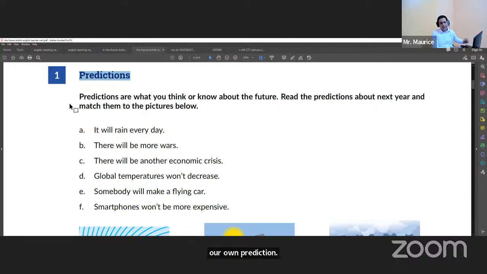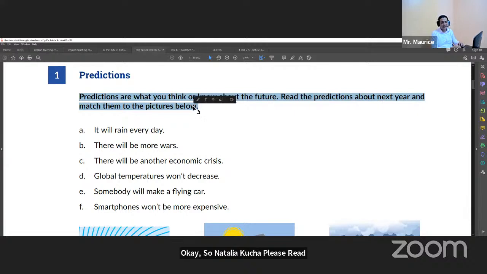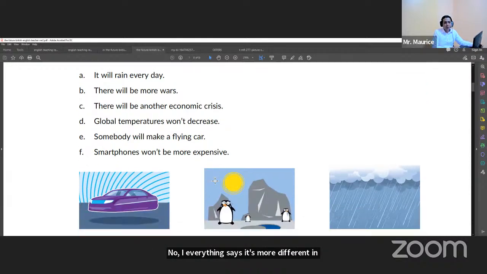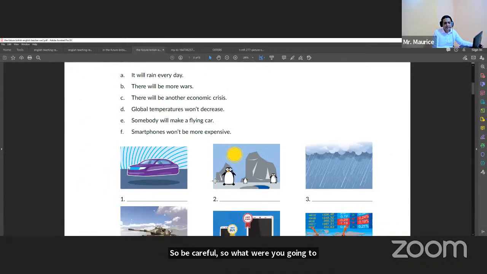So, Natalia, could you please read this for me? Predictions are what you think will happen in the future. Read the prediction about next year and match each change to the picture below. Okay, so the next exercises are based on future simple, but they are predictions, assumptions, okay? It is a prediction based on something we assume. There is no evidence, so it is very different from be going to. So be careful.